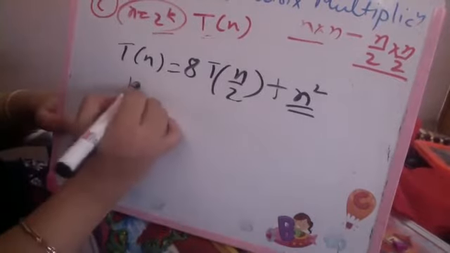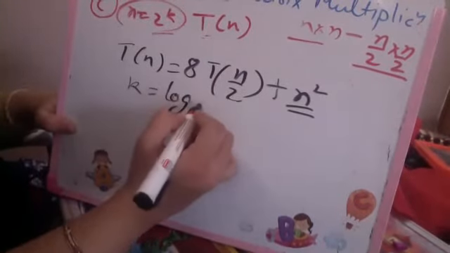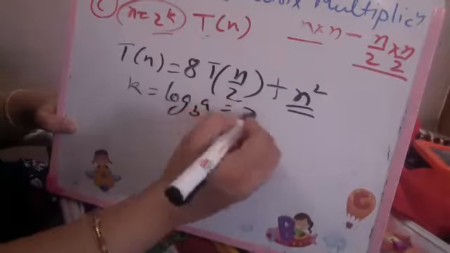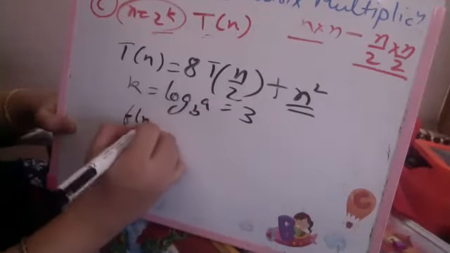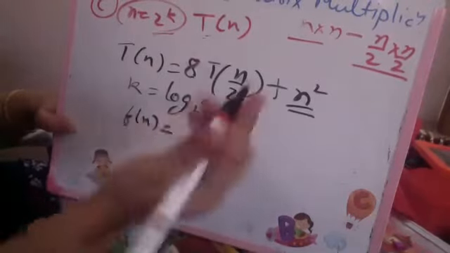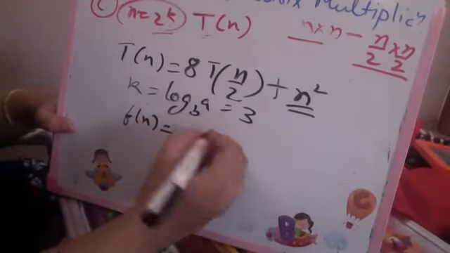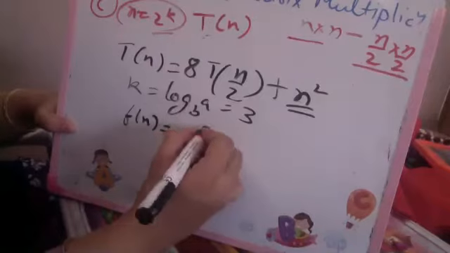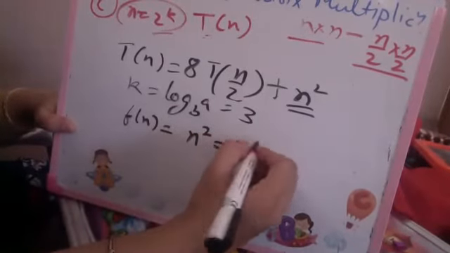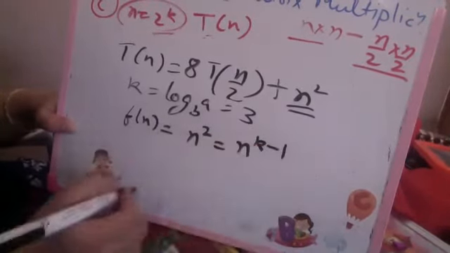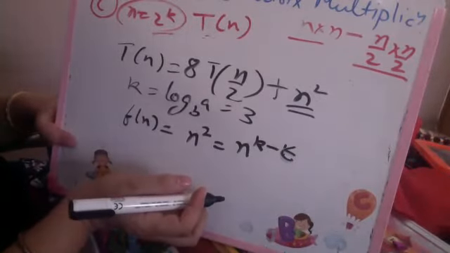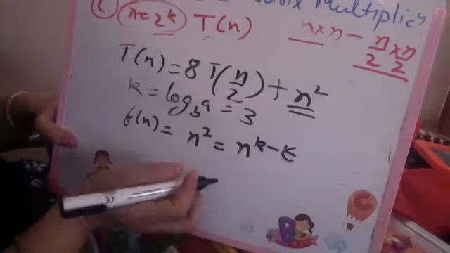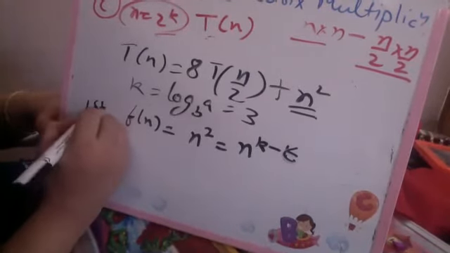Theta of n^k comes out to be log of a to the base b, which comes out to be 3. We have to find out what f of n is in terms of n^k. So it is coming out to be n square. It is n raised to the power k minus epsilon. Yes or no? First case. Yes, ma'am. This is the first case, not the third case.